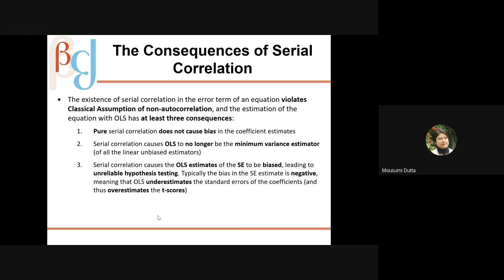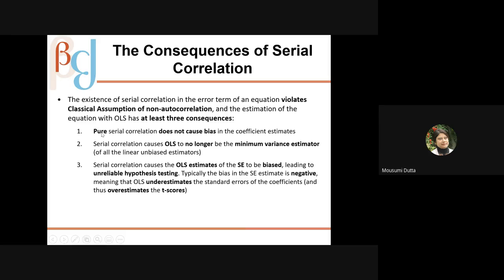Okay, so let's see the steps, how we will get the unbiased estimates, and how we will find that the BLUE property, the best property, has been disturbed. The existence of serial correlation in the error term of an equation violates the classical assumption of non-autocorrelation, and the estimation of the equation with OLS has at least 3 consequences. Pure serial correlation does not cause bias in the coefficient estimates. So coefficient estimates will still be unbiased.